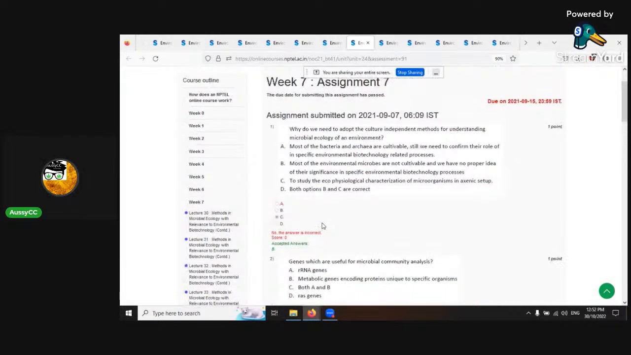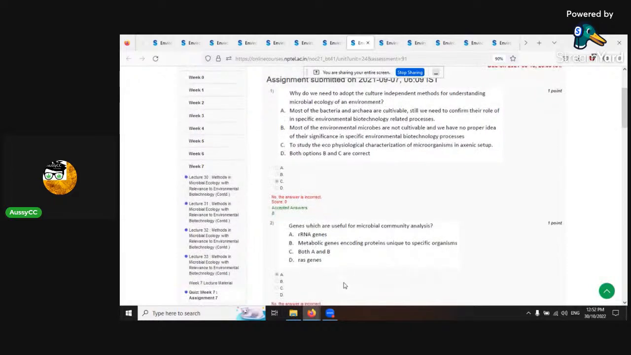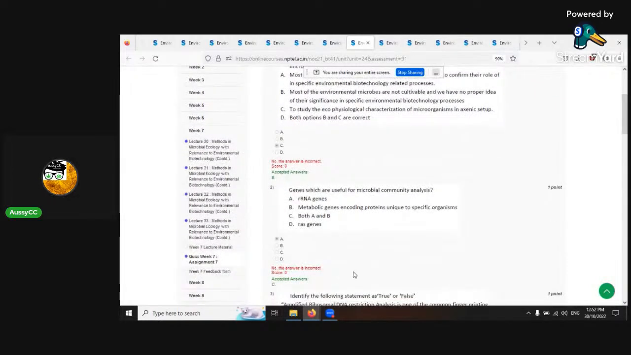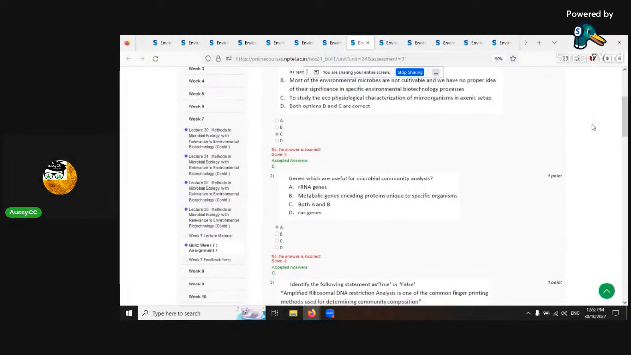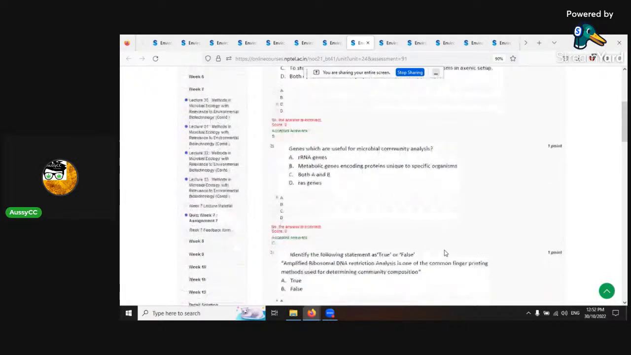Genes which are useful in microbial analysis are C. Identified as true or amplified ribosomal DNA restriction analysis, one of the most common fingerprints. Yes, it is.